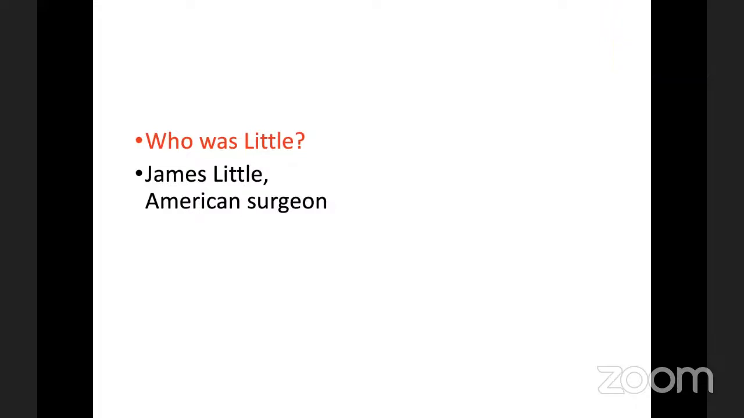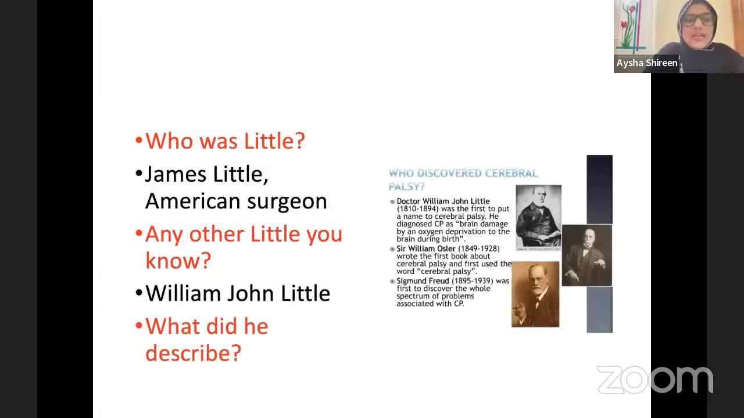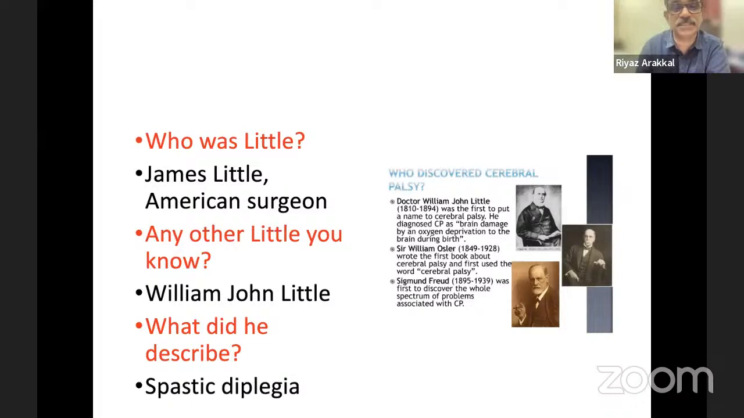Somebody has given us Shabila from Cambridge City Medical College. Okay, so that is William John Little. What did he describe? What type of cerebral palsy did he describe? Spastic diplegia. He described spastic diplegia. So PGs should know that Little's disease is actually spastic diplegia. Okay.